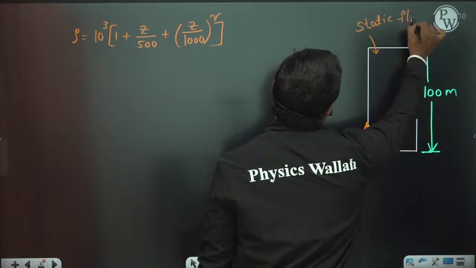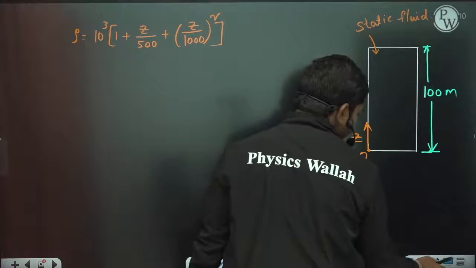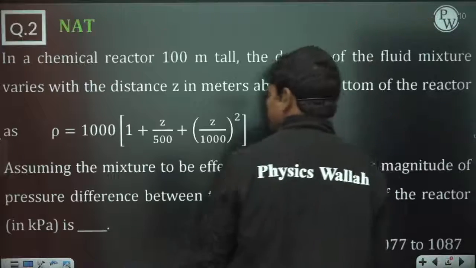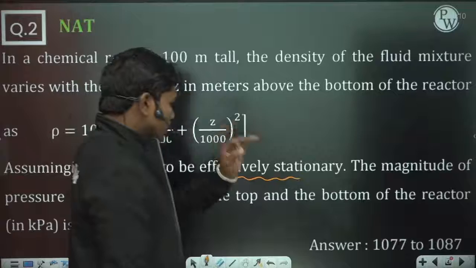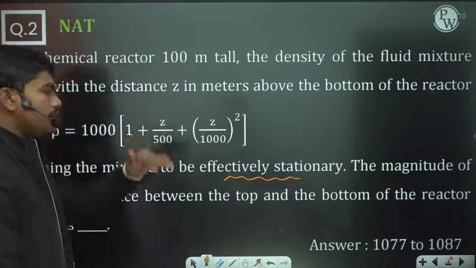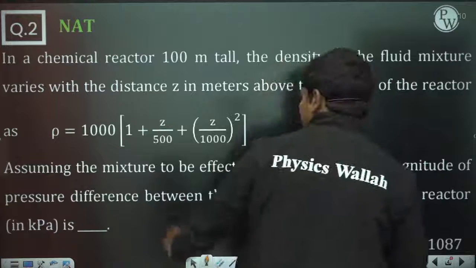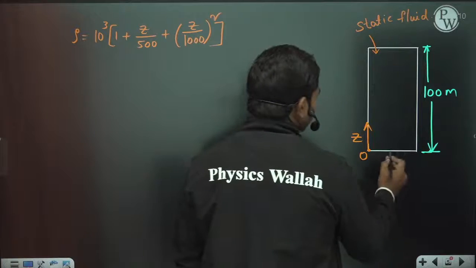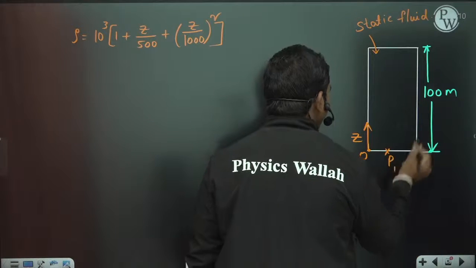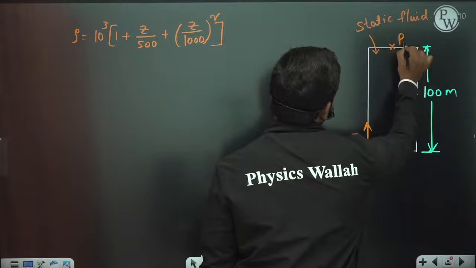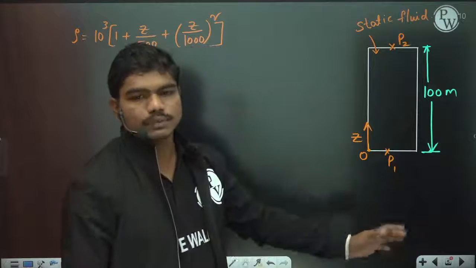Static fluid. Then what are they asking you? Let us see. The magnitude of the pressure difference between the top and bottom of the reactor is dash. Of course, the answer should be in kilopascals. So let us suppose here the value is P1, here the value is P2. For example, let us say they are asking for this P1 minus P2 absolute difference.